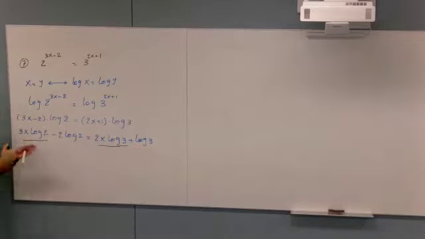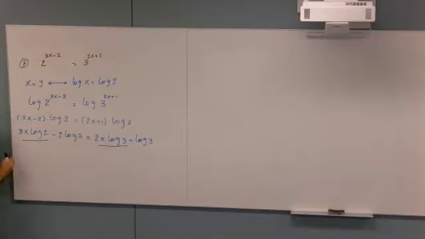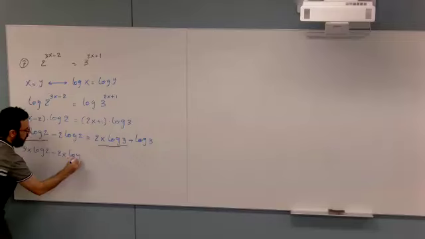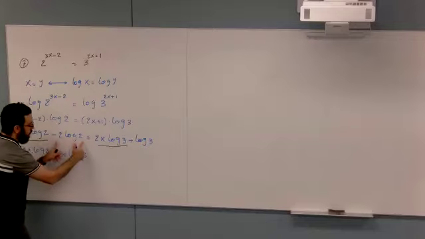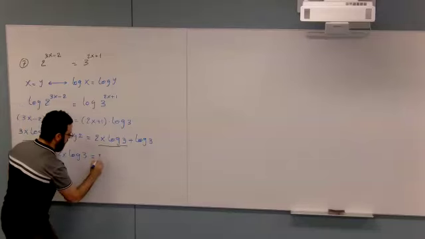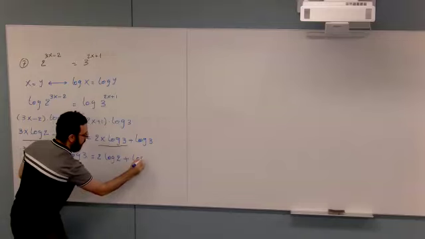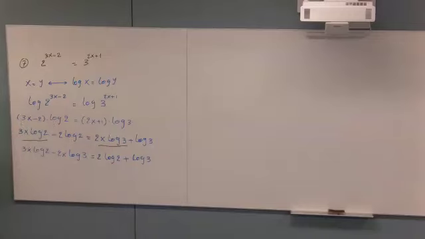So that means I'm going to move the x's to one side and the numbers by themselves to the other side. So it's going to be what? 3x log 2, move everything here, minus 2x log 3. Okay? This one is a number, I'm going to move it to the other side. Equal, negative is going to be positive, plus log 3. I'm not going to care about here. This one is a number.